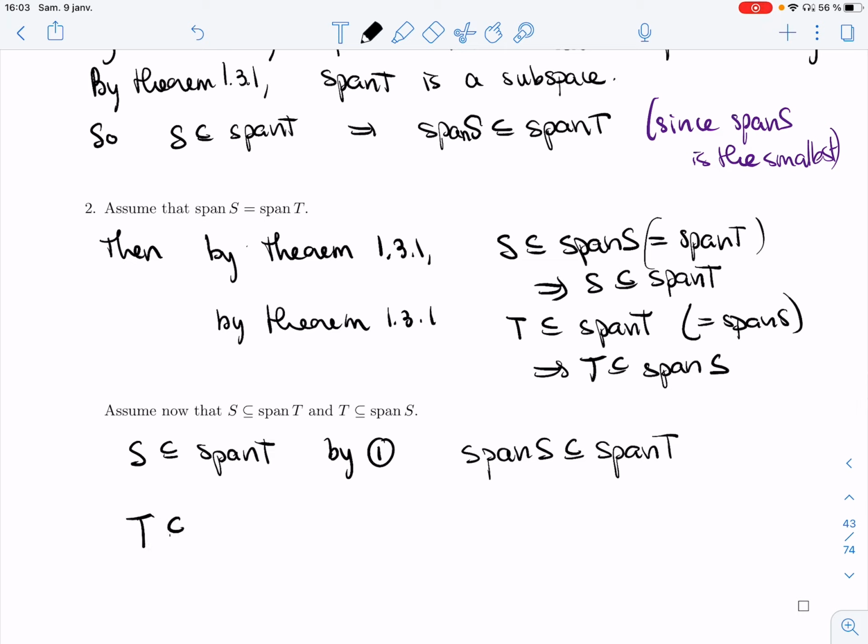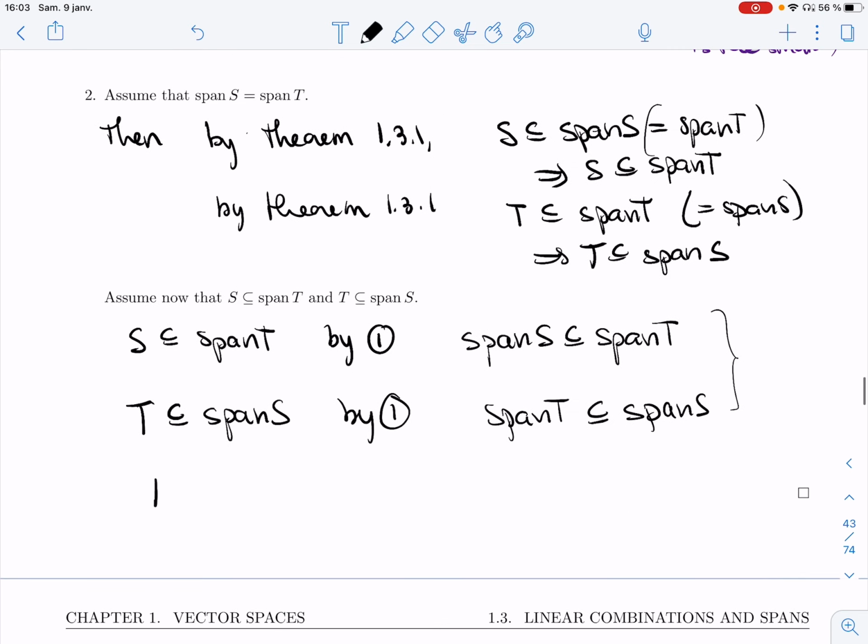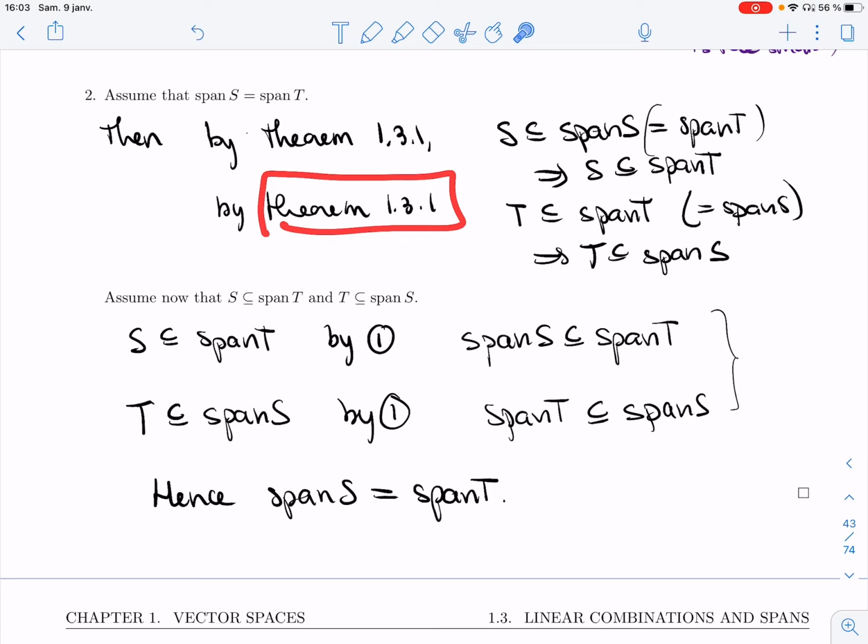But now we're going to apply it with S and T reversed. That's going to tell us that span of T is contained inside span of S. And then all the elements of span of S are in span of T, and all the elements of span of T are in span of S, so they have the same elements. And so they're equal. All right, that's all. So not very complicated. Frankly, most of the work we did in Theorem 1.3.1.